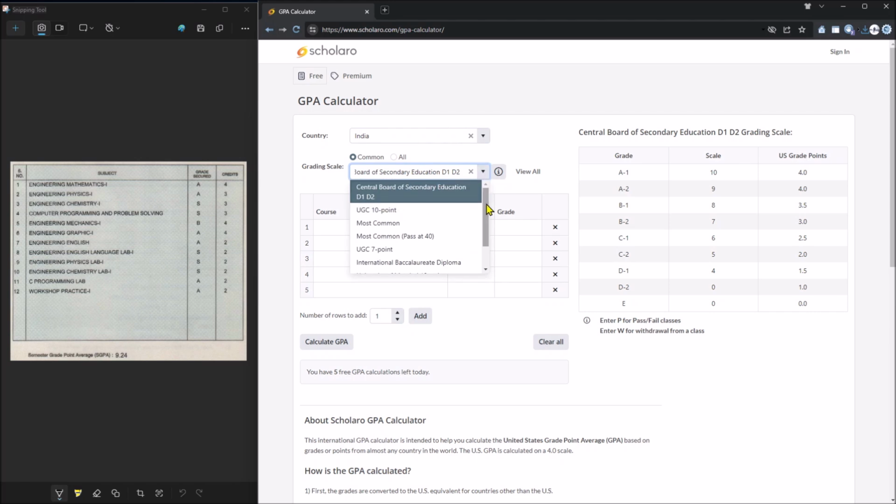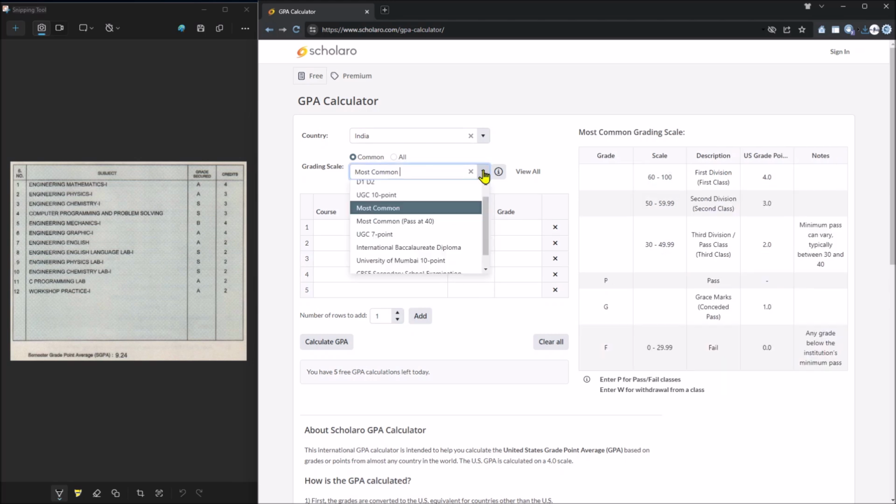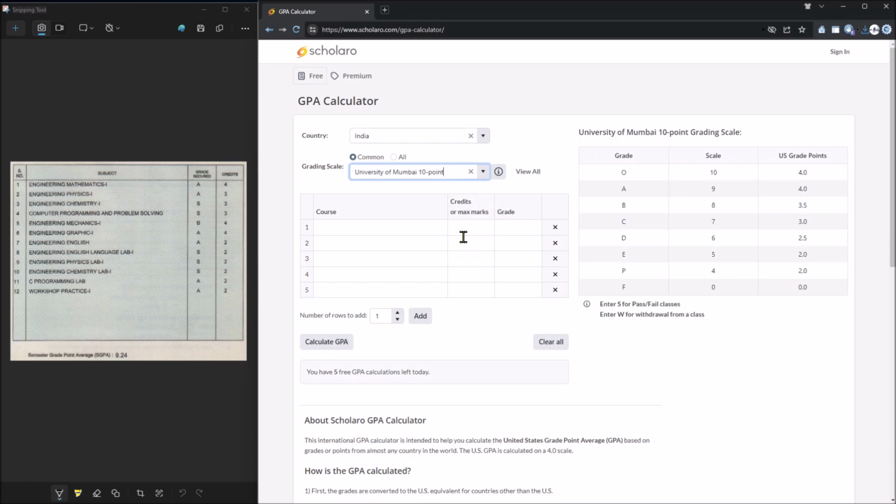She is from a bachelor's program, so let me consider the most common, the UGC 10 point. This is how I mention it, but her university, which is Osmania University, does not have A plus and B plus. So let us consider a different grading scale. Okay, so this is perfect. The University of Mumbai 10-point grading scale is very much similar to Osmania University.